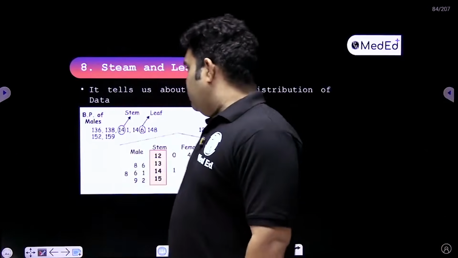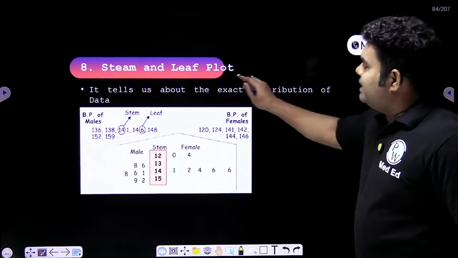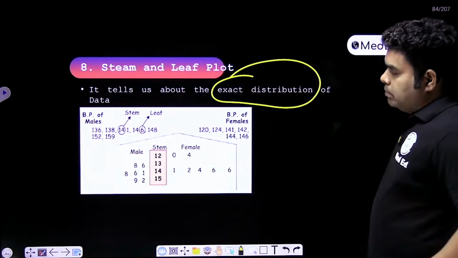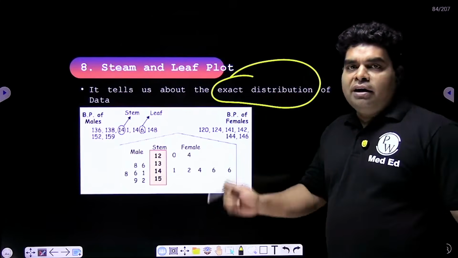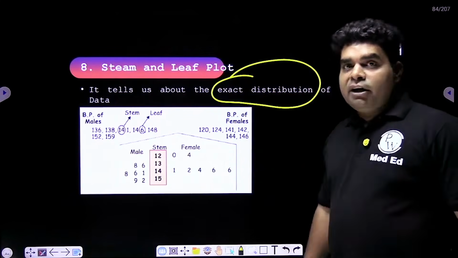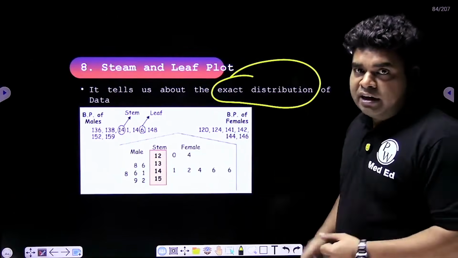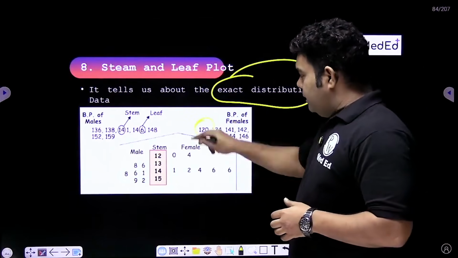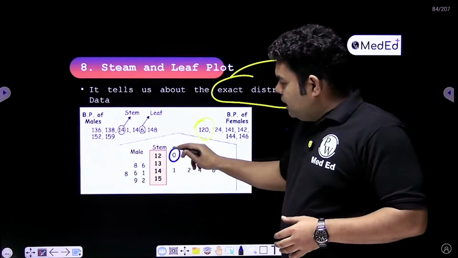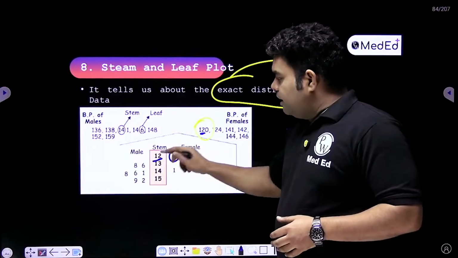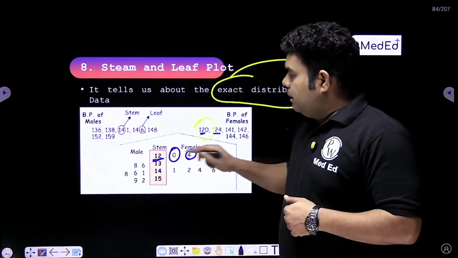Then the eighth and last method is the stem and leaf plot, which can help us tell the exact distribution of data. So what is a stem and leaf plot? Suppose you felt the pain of the people who are cleaning our toilets and cleaning our hospital, and you thought, let's help them by measuring their BP. You measure BP of some females and some males who are doing the cleaning work. If anyone's BP is 120, to arrange it in a stem and leaf plot, the last number 0 becomes the leaf and the remaining number 12 you arrange as a stem. Again 124: the last number 4 becomes the leaf and 12 becomes the stem.